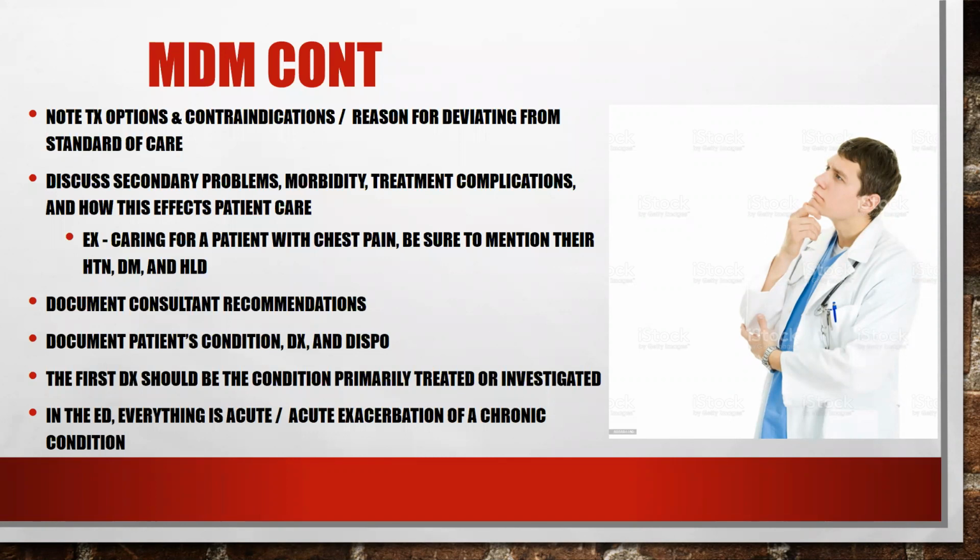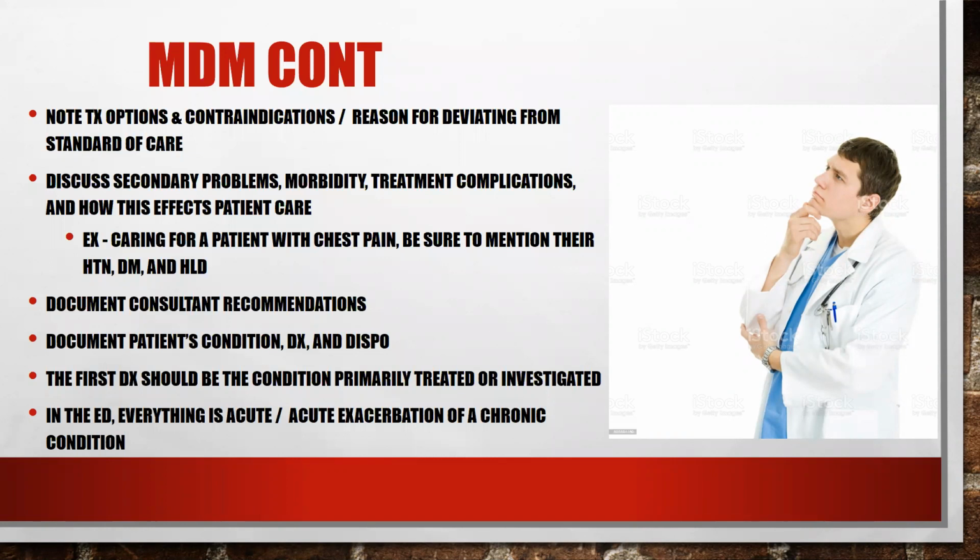If you have multiple diagnoses for your patient encounter, the first diagnosis actually should be the main condition that you are working the patient up for. So that's that tonsillitis or acute pharyngitis, and then the dehydration and AKI would come in underneath that. And then when you're choosing your diagnoses in the emergency department, everything is either acute or an acute exacerbation of a chronic condition.